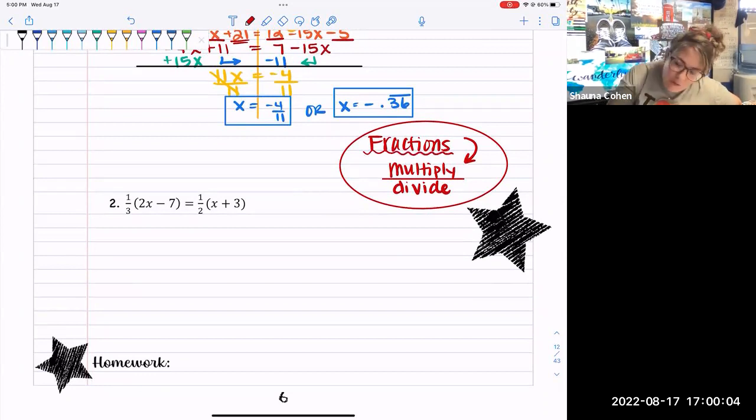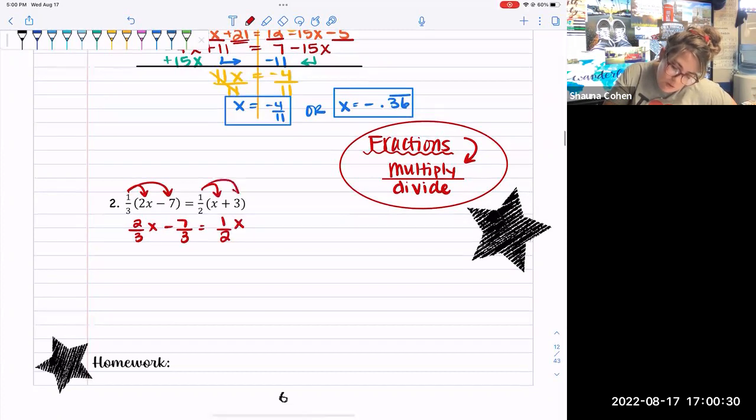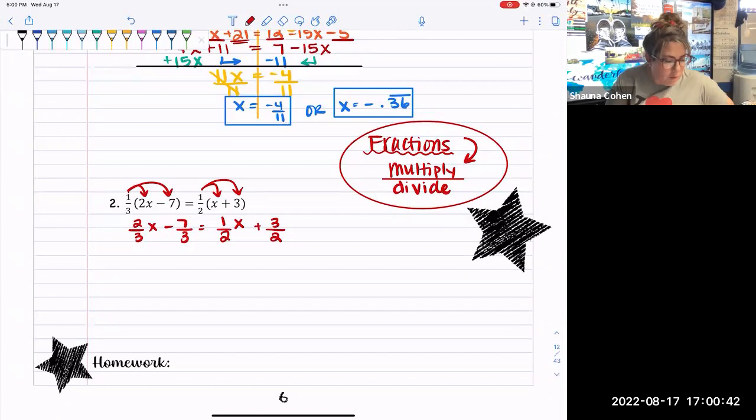So if you're distributing 1/3, you're going to multiply the top, divide by the bottom. So 2 times 1 is 2/3. That's all you do. Okay. 1 times 7 is 7/3. Distribute here, you got 1x/2, and you get plus 1 times 3 is 3/2. Hopefully everybody gets that. You just multiply the top and divide by the bottom.